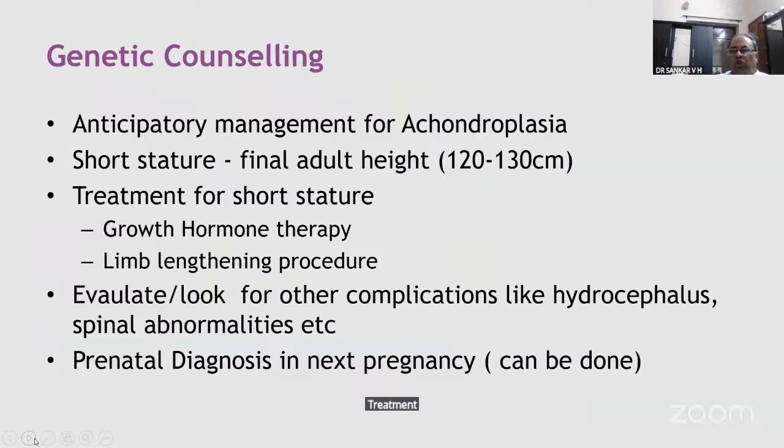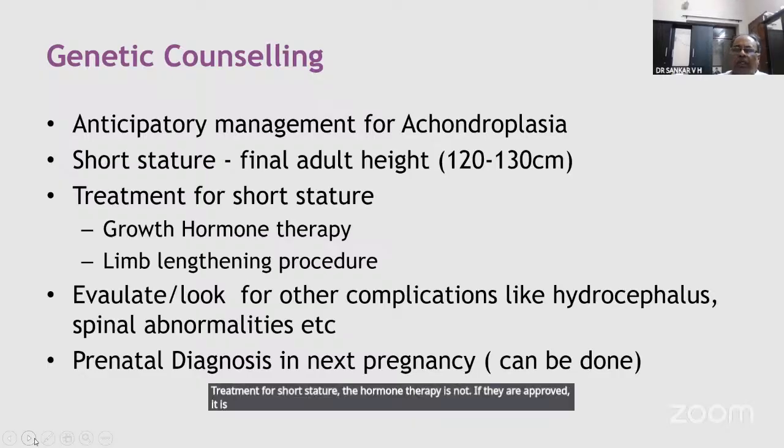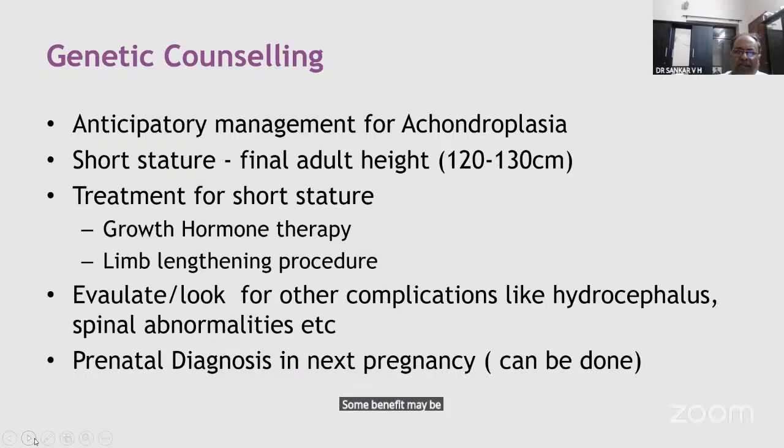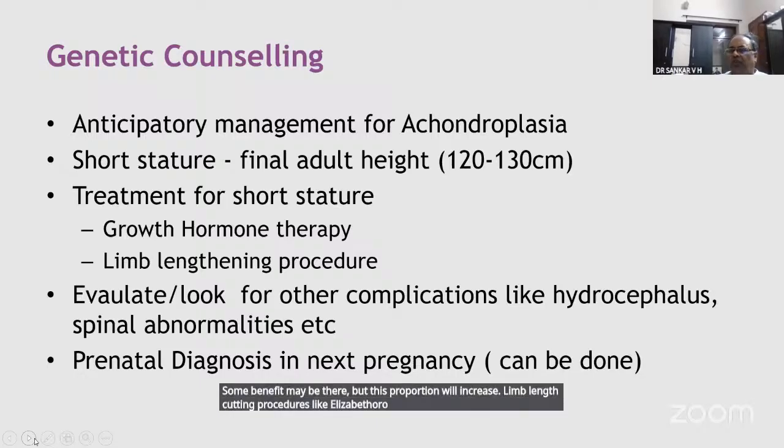Treatment for short stature: growth hormone therapy is not FDA approved. It is approved only in Japan for achondroplasia. Some benefit may be there, but the disproportion will increase. Limb lengthening procedures like the Ilizarov technique can be done after 5 or 6 years when the child is cooperative, but it's a cumbersome technique with a lot of difficulties.